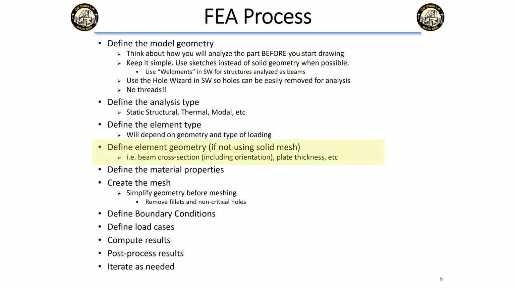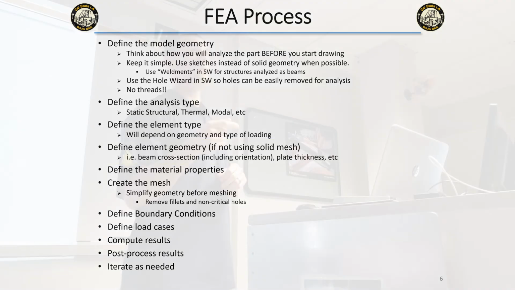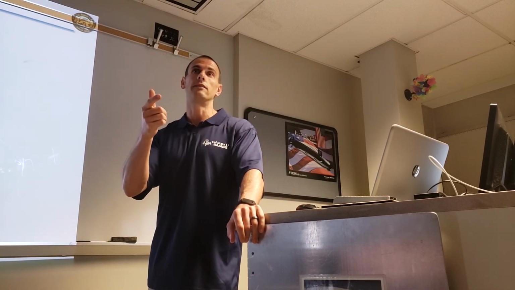Then you define the element geometry. Okay, if you're not using solid mesh, then you tell it the beam cross section, including orientation. Now in SolidWorks, I don't think there's an option to do this. I don't think you can have a sketch and then just tell it what the cross section is. I think you have to have solid geometry, but that's like your weldment or whatever. But if you're using other software, you literally just tell it this sketch has this area and this inertia. You don't even have to tell it it's an I-beam, it's a square, it's whatever. You just give it the A and the I. That's all it cares about.